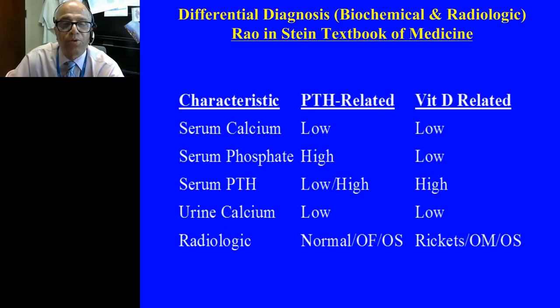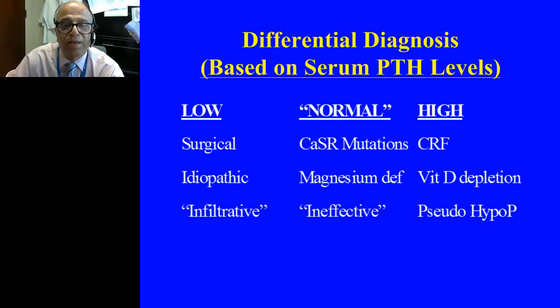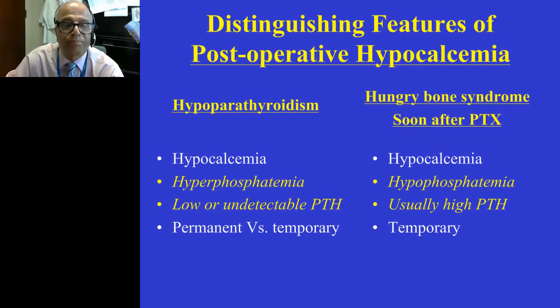One could also use the PTH level as a characteristic feature. If it is low or high, it is due to the PTH-related cause. If vitamin D-related, it's almost always high. And finally, normal levels of PTH are due to calcium sensing receptor mutations, magnesium deficiency, or ineffective PTH, whereas it is always high in chronic renal failure, vitamin D depletion, or pseudo-hypoparathyroidism.